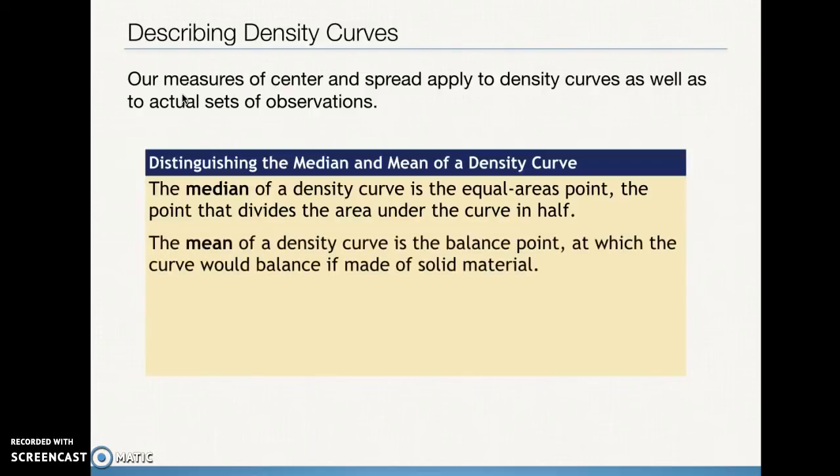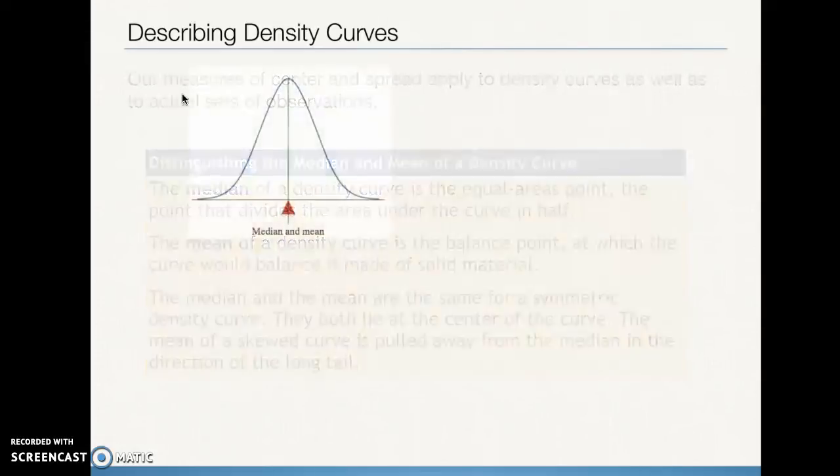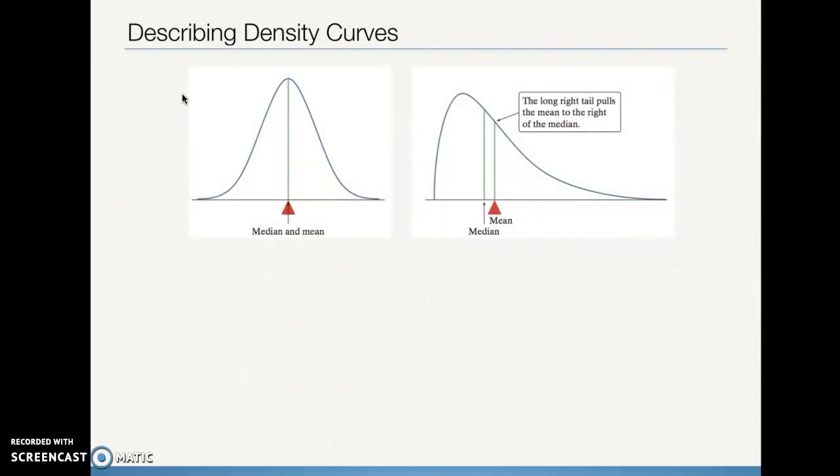The mean of a density curve is going to be, if you can imagine, where we would put our pencil if it were holding up the horizontal axis of the density curve. Where would we put it so that it would be perfectly balanced? And that balance point is going to be where we would find the mean. We know that when we have a symmetric or approximately symmetric distribution, the mean and the median are very close to one another.